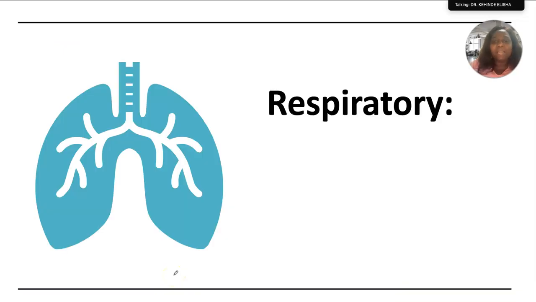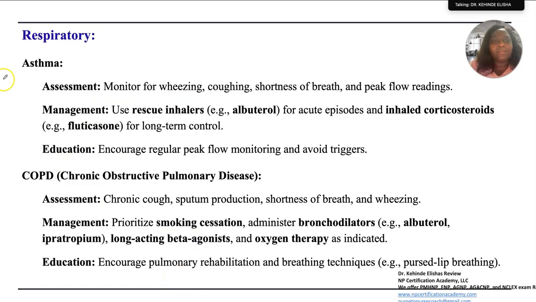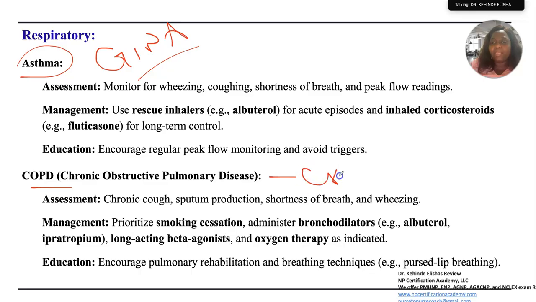The next body system is the respiratory system. The very first thing we're going to talk about with the respiratory system is asthma. Don't forget, there are guidelines that we follow to manage asthma. It's called the GINA guideline. Similarly, there are guidelines to manage COPD. It's called the GOLD guideline. For every body system, there are guidelines. We just don't do guesswork. We go by these guidelines to know exactly what to do.